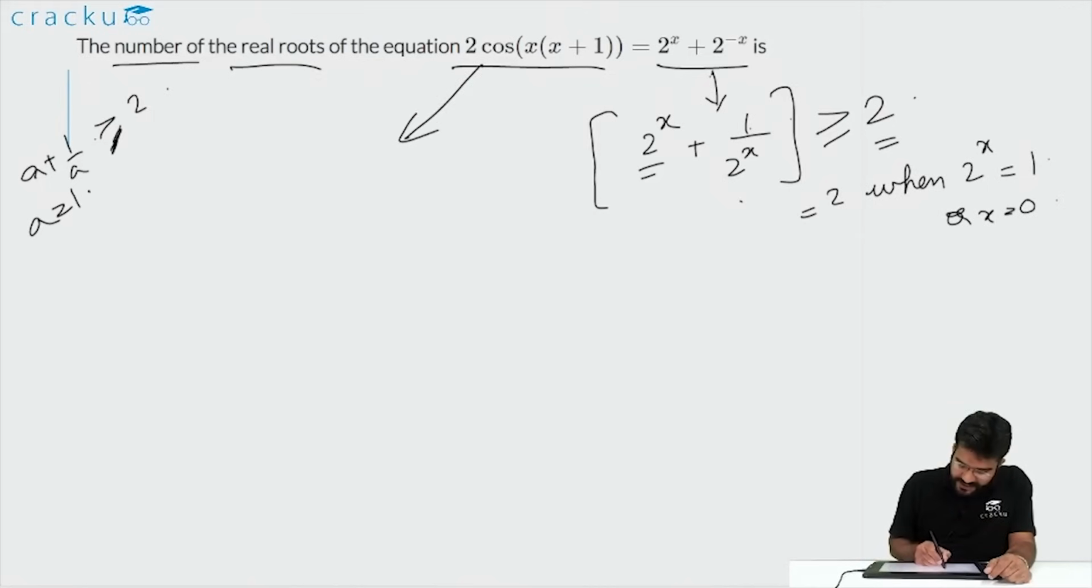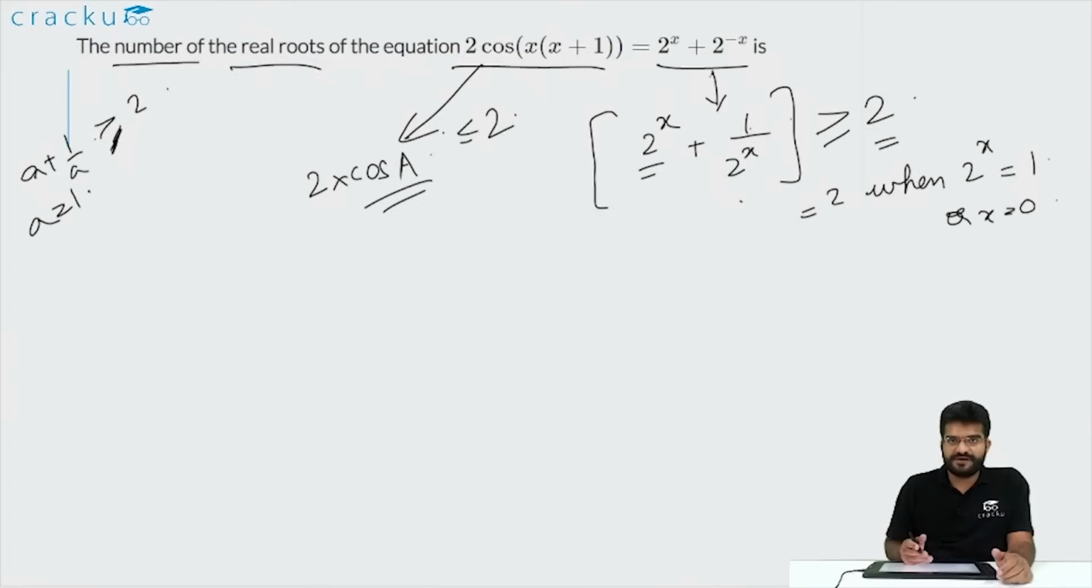Similarly, if you look at the left hand side, 2 cos of x into x plus 1 by 1, this is something along the lines of 2 into cos of a. Now cos of a is always less than or equal to 1. So 2 into cos of a will always be less than or equal to 2. So the left hand side is always less than or equal to 2 and the right hand side is always greater than or equal to 2. So they will equate to each other only when both of them equal 2.